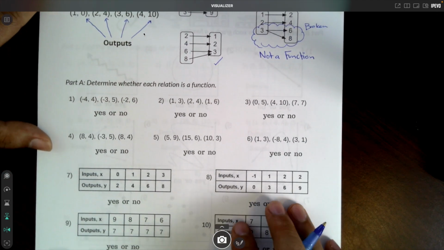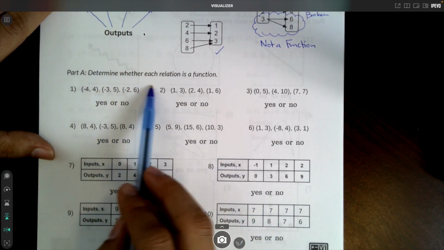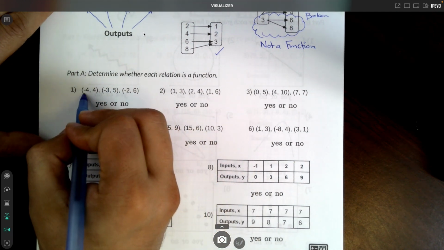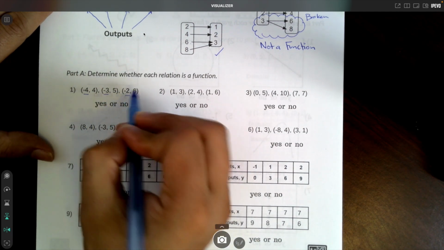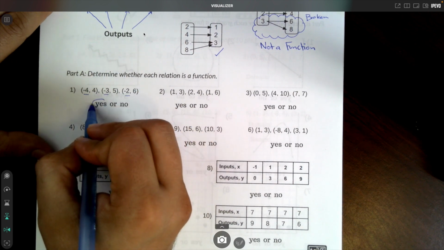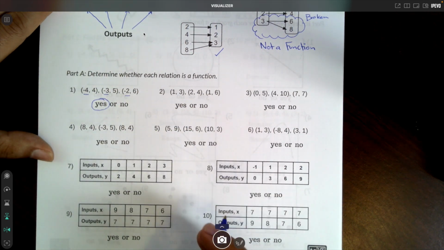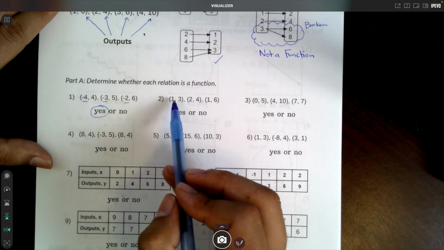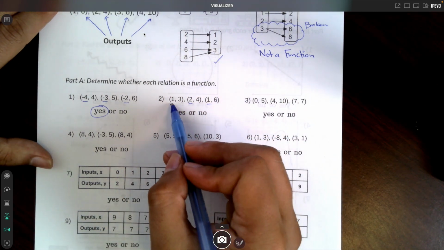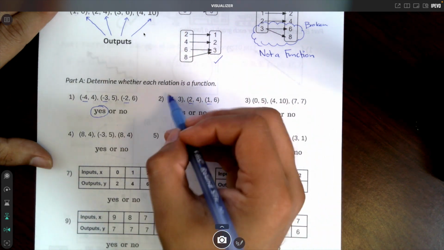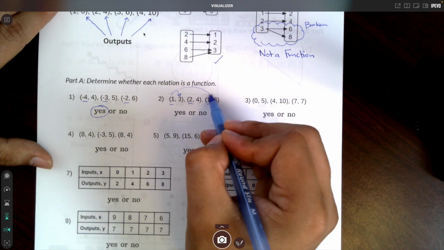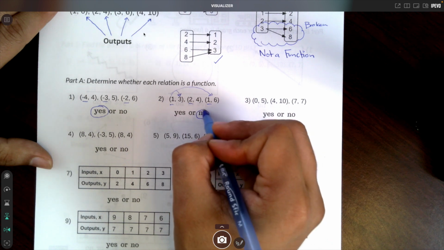So let's take a look at some examples. Determine whether each relation is a function. And so the first thing I like to do is take a look at all the inputs. And if they're all different, -4, -3, -2, then yes, this is a function. What about over here? There's a 1, a 2, and then a 1. Okay, 1 repeats. So that's like saying 1 goes to 3, but then 1 also goes to 6. And that's what's wrong. So this is not a function.